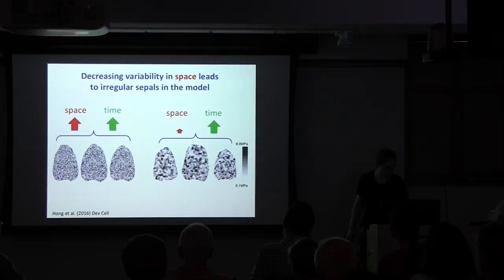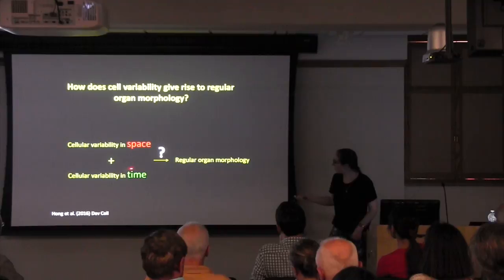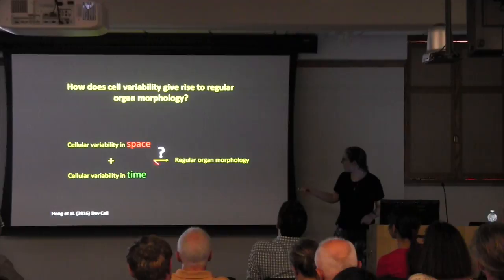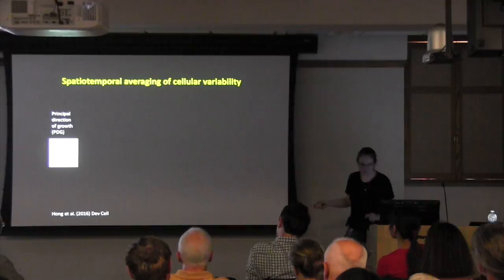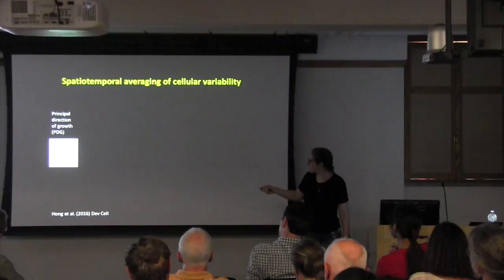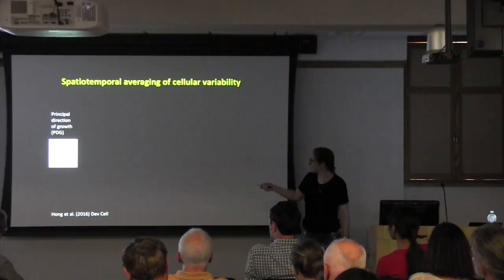And so then we ask, how do you go from cellular variability to regular organ morphology with the cellular variability in space and time? And Leland looked at the principal direction of growth, which is the main direction the cell is growing in. So if you take this green cell and it grows to be this red cell, it's growing mostly in this direction, so we've got a little line here indicating that. That's shown by the white lines here on each cell.